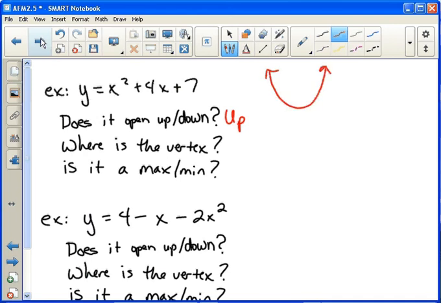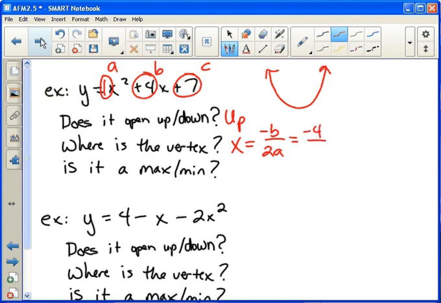Now the second question is, where is the vertex? Now when they ask that, you should assume, unless they say otherwise, they want the whole point. They want the x value and the y value. Well, we know we can find the x value by doing negative b over 2a. Now my a is an understood 1, my b is 4, and my c is 7. So I do negative b, so that's negative 4, over 2a, that's 2 times 1. So I get negative 4 over 2, which is negative 2. So that's my x value.